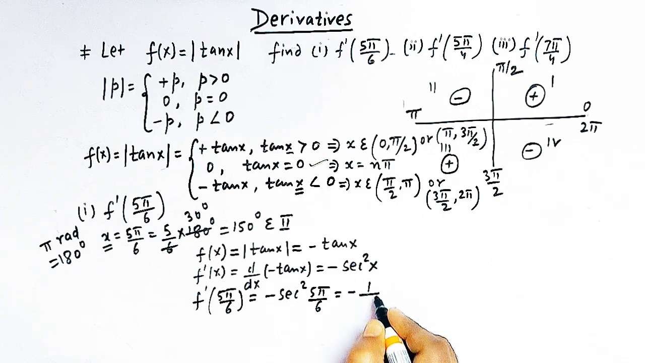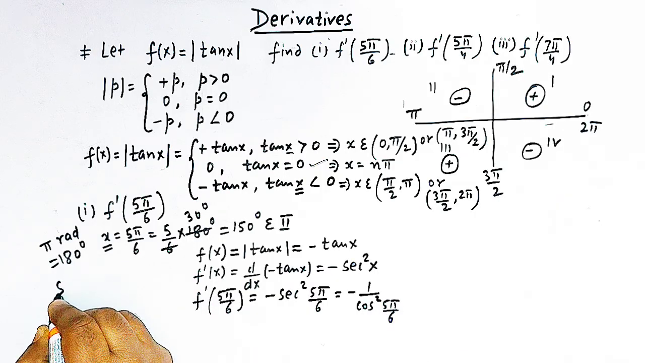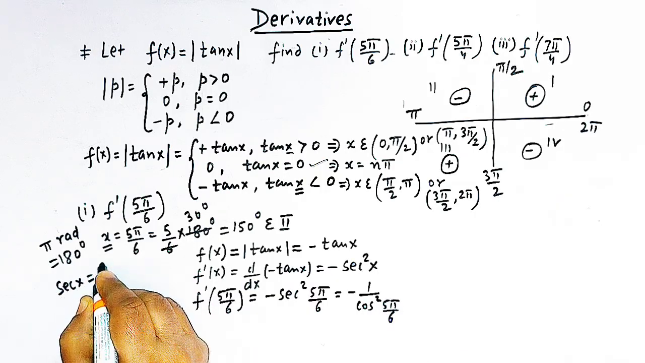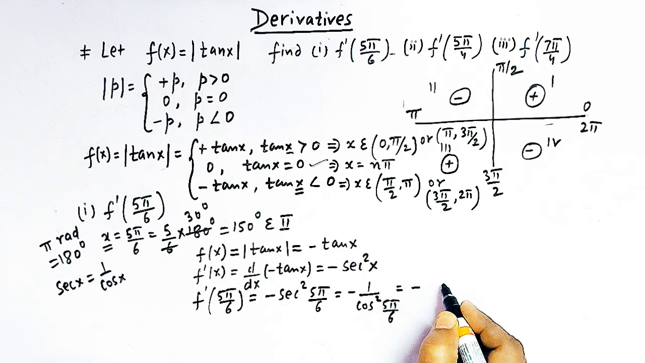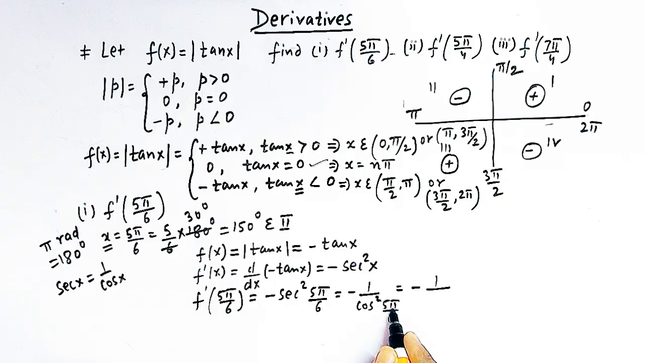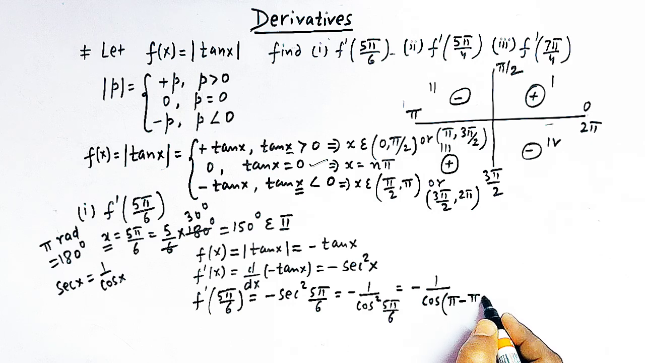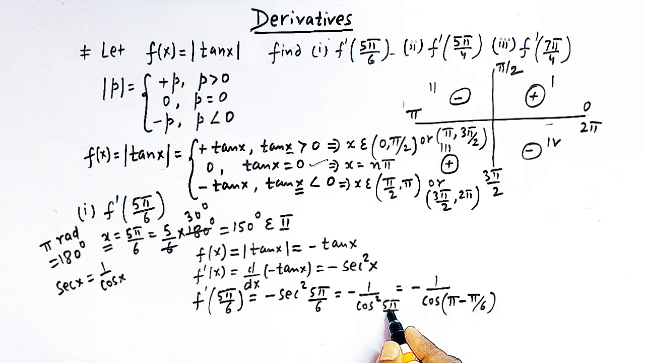So we can now write it as 1 over cos square 5 pi by 6, because secant x is equal to 1 over cosine x. Now we can split this angle. So we can now write cosine pi minus pi over 6, because pi minus pi over 6 is 5 pi over 6, and here we have the square, right?